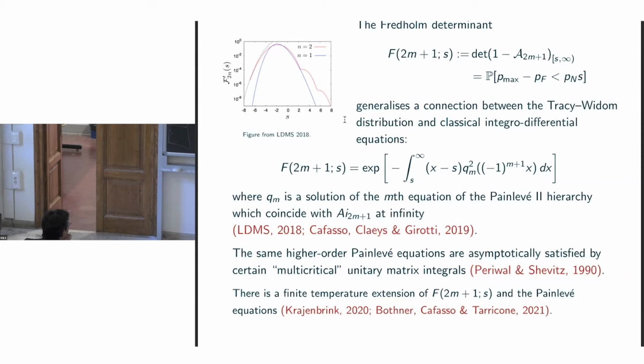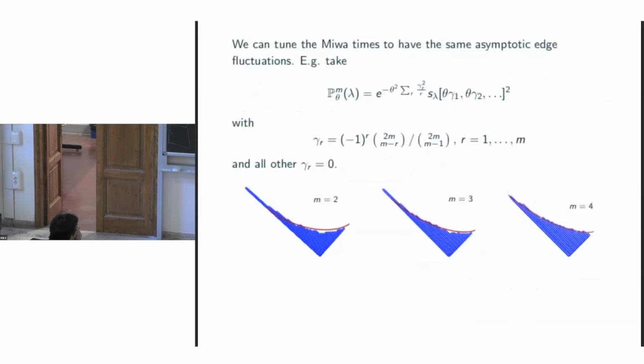And just to note as well, all of this, both on the kernel side and on the Painlevé equation side, has been extended to finite temperature, although I won't talk about this. So what we found is, and it's perhaps not at all surprising because of the fermionic setup, we were able to tune mu at times to get exactly what should happen on the edge.